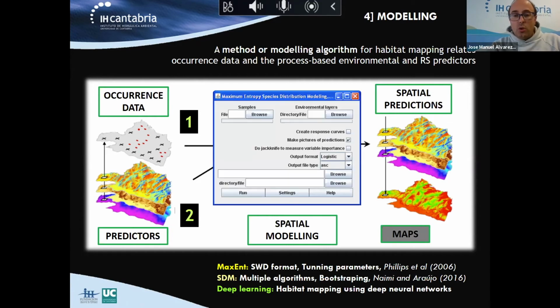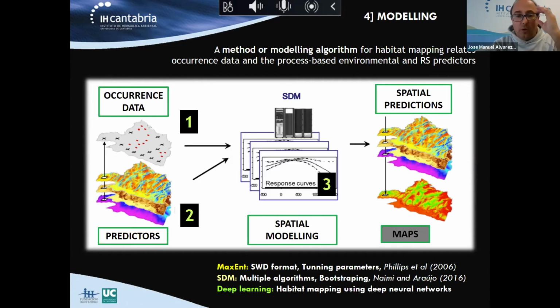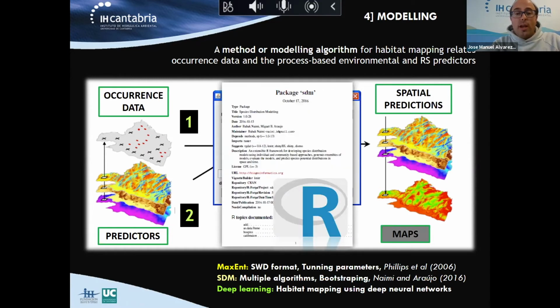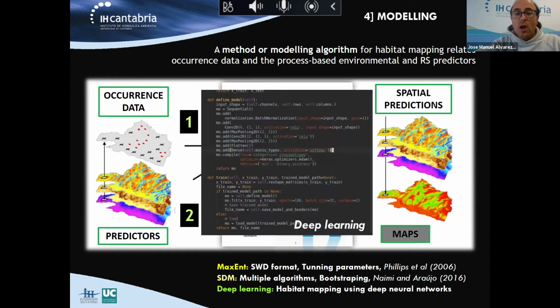And finally, using the modeling procedure, typical regression, Maxent, maybe some of you know Maxent, is highly famous. We can use R with the different packages, DSMO, BioMod, SDM, whatever. Or now we are working with deep learning. We are working with a company that creates scientific software, and we are creating our own neural networks of deep learning for running analysis of habitat mapping and vegetation distribution.